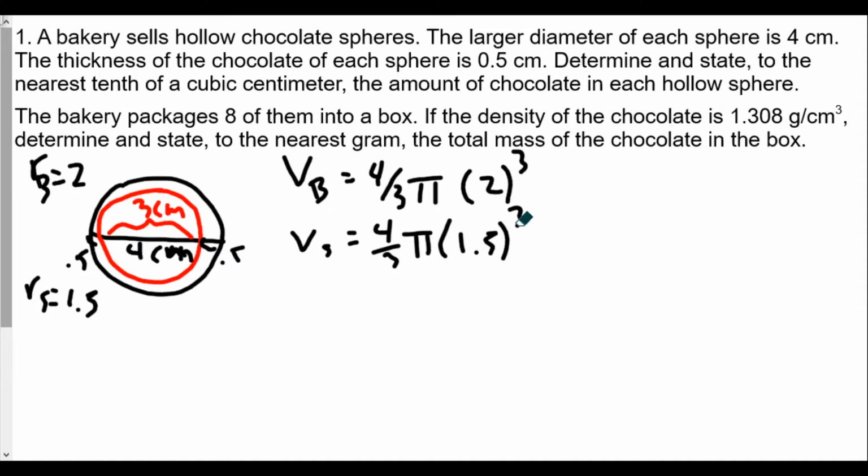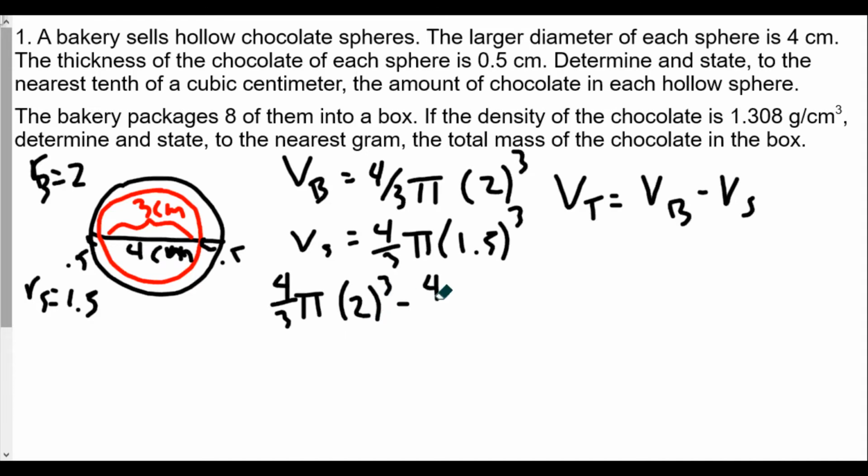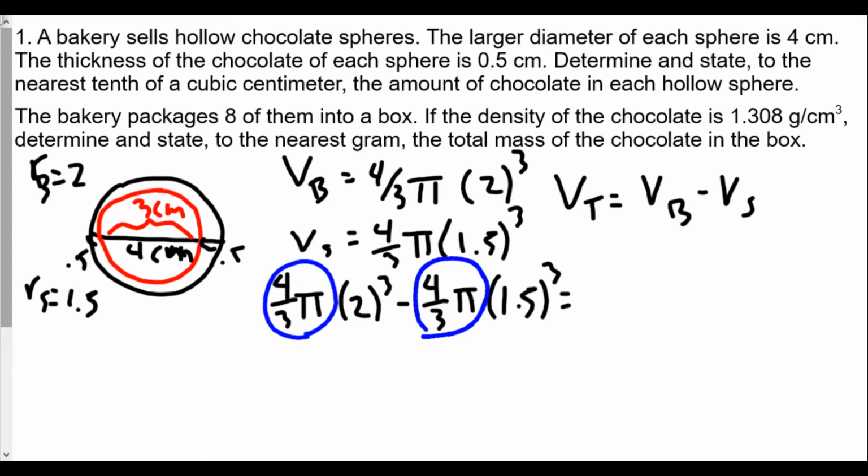The total volume is equal to the volume of the big sphere minus the volume of the small sphere. So when we do this, we're going to have 4/3 pi times 2 cubed minus 4/3 pi times 1.5 cubed. To make it easy for ourselves, I'm going to factor out the 4/3 pi from both of these, since the greatest common factor is 4/3 pi. So we have 4/3 pi times the quantity 2 to the third minus 1.5 to the third. And that's what I'm going to do.